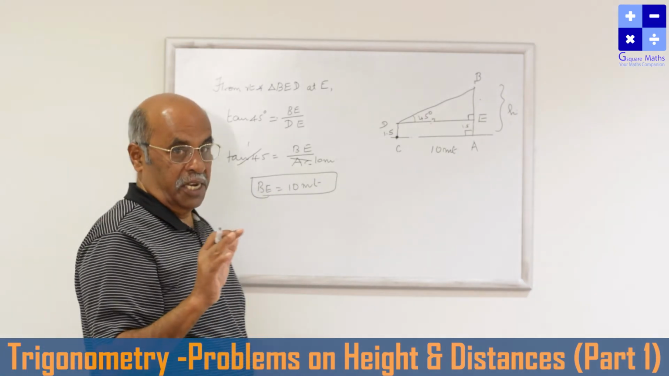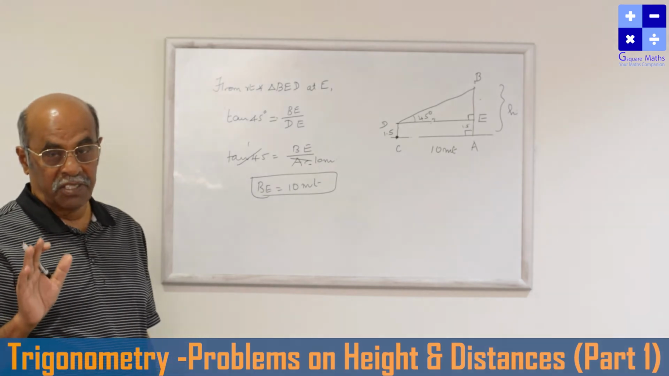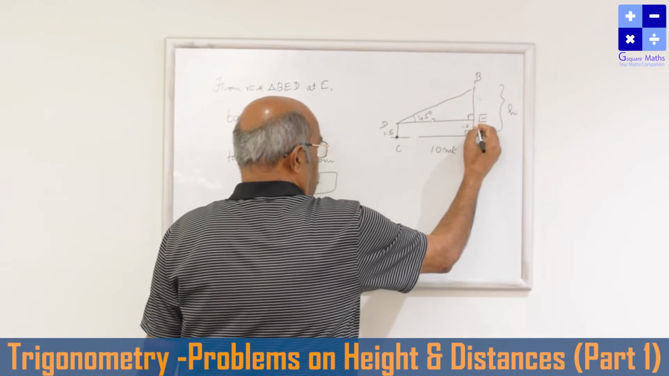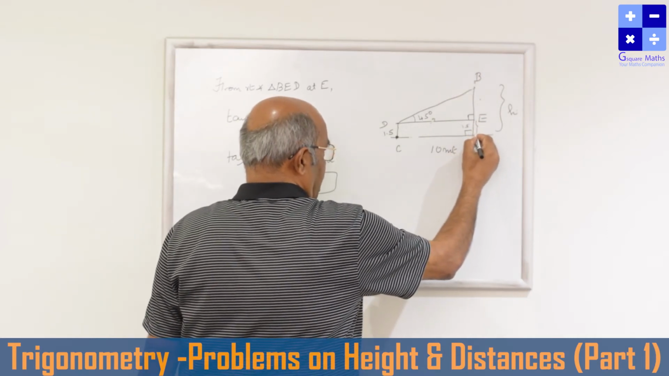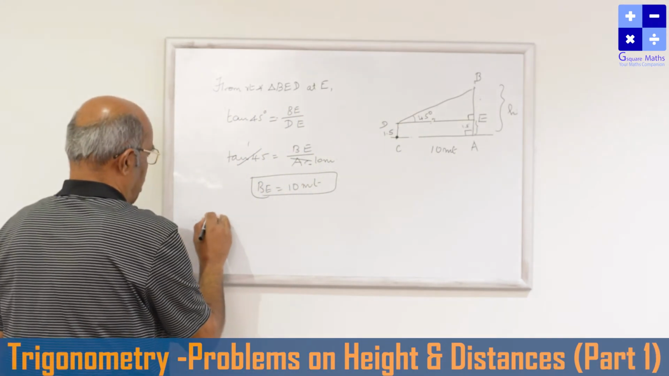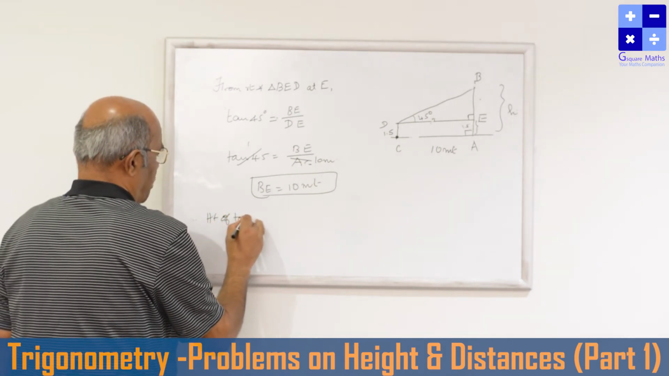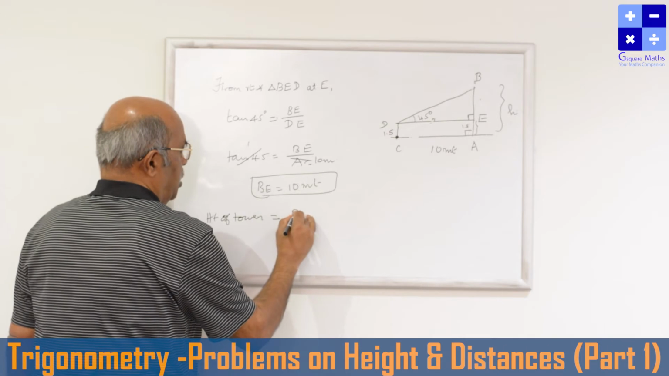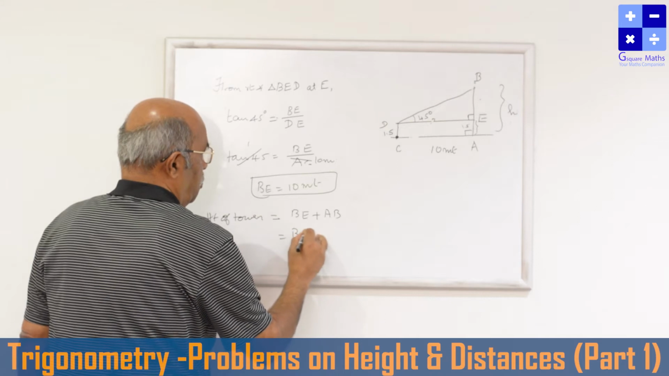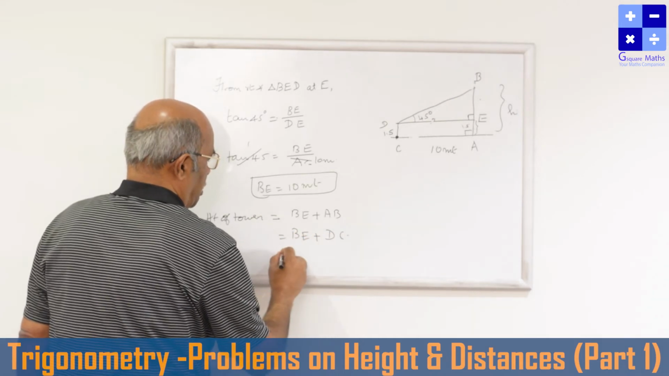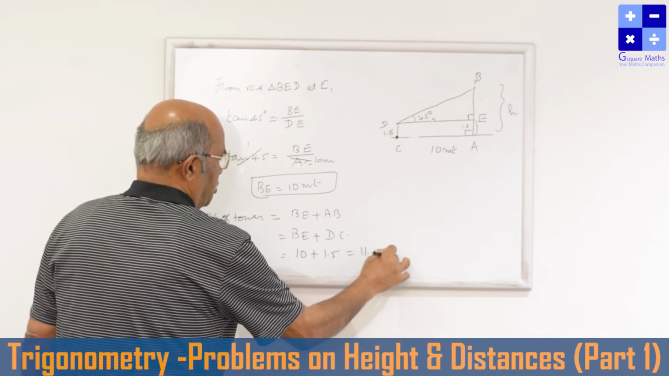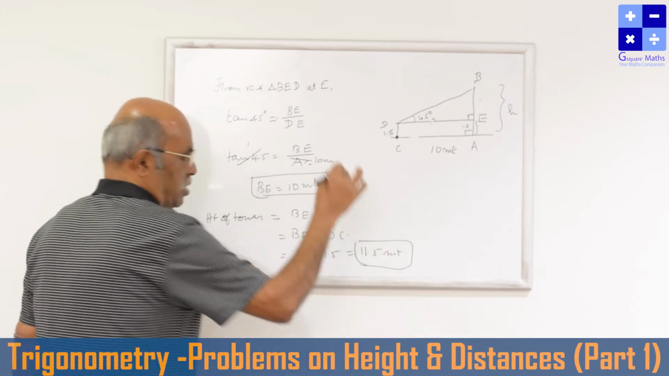Don't stop the answer here itself. This is not the height of the tower. This is only a part of the tower. So to get the height of the tower, you have to add AE also. AE is nothing but the height of the man. Therefore, the height of the tower is equal to BE plus AE, that is BE plus DC, the height of the man. That is 10 plus 1.5, that is 11.5 meters. So the actual height of the tower is 11.5 meters.